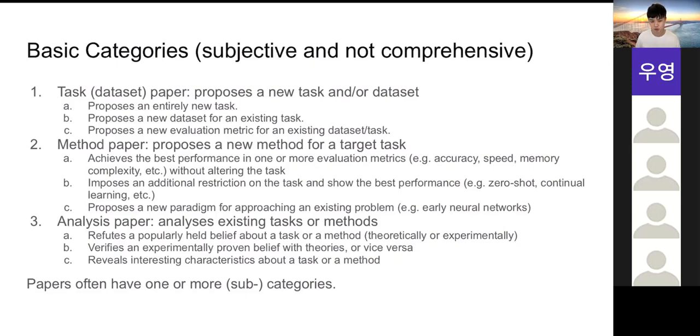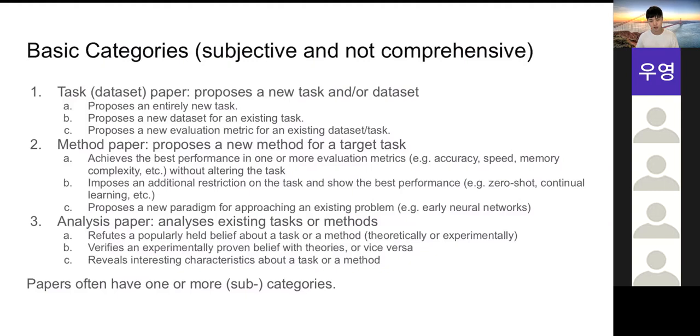And 2C is you're proposing a new paradigm for approaching an existing problem. And in this case, you might not be imposing an additional restriction and you might not be achieving the best performance, but how you approach the problem is quite different and also seems promising enough that you persuade the readers that this is a new paradigm that future work will be using. And maybe now it's not as good as other works, but it has good benefits that are worth mentioning.